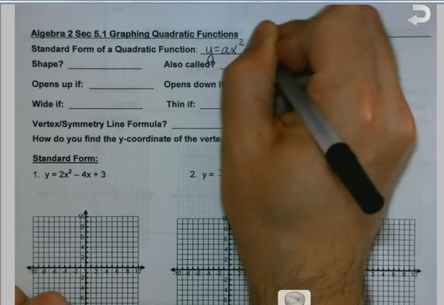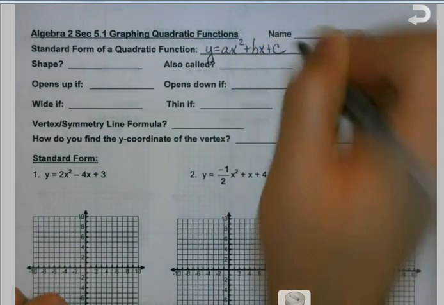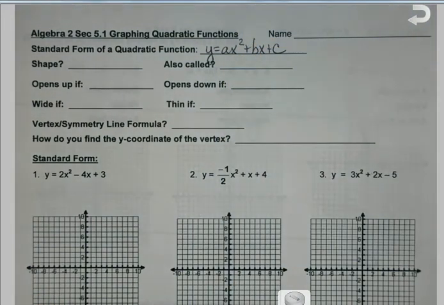So when we're doing a standard form of a quadratic function, and this is one of the things that's on your formula sheet, it sets up like this. And that a, b, and c value are just numbers. They're coefficients that are in front of each of those values. A is always going to be the number in front of x squared. B is always going to be the number in front of x. And c is going to be the number that hangs out on the end by itself and doesn't have a variable. Okay?